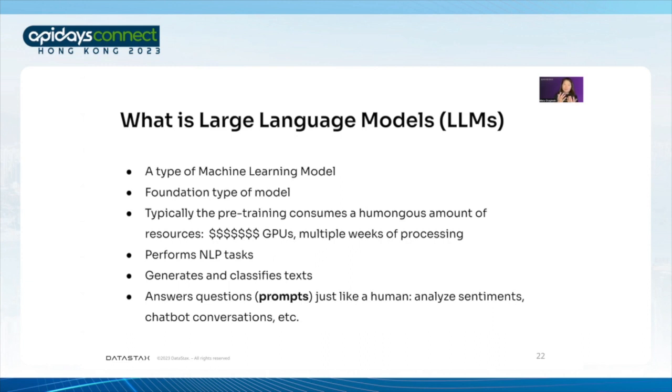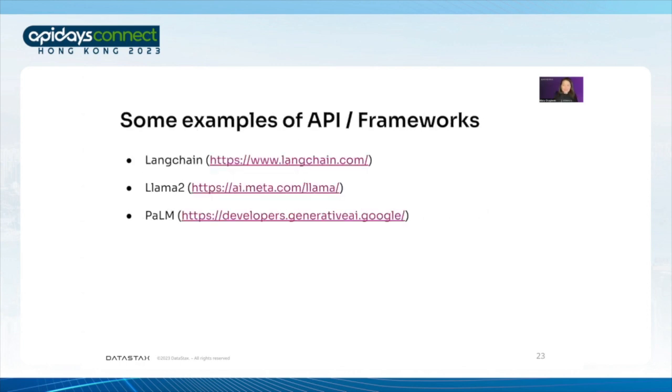So what it does is it performs NLP tasks, and it generates and classifies text, and it answers questions, answers prompts like a human being. It analyzes sentiments too. And it's really amazing in chatbot conversations, making them more human-like, not just machine-like.